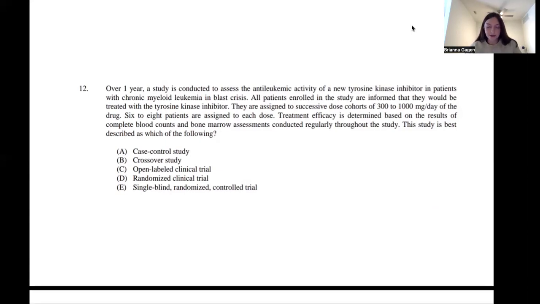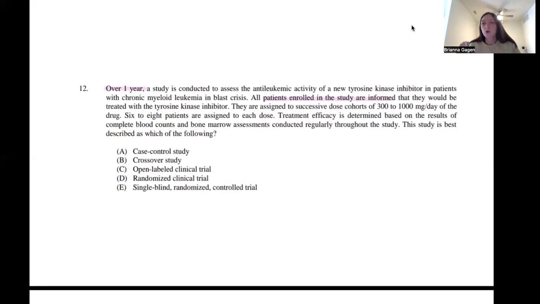So let's dive into this question stem. Over 1 year, so we know it's not just a point in time, a study is conducted to assess the anti-leukemic activity of a new tyrosine kinase inhibitor in patients with chronic myeloid leukemia in blast crisis. All patients enrolled in the study are informed that they would be treated with tyrosine kinase inhibitors. So the patients are informed. They know that they're getting this treatment. They are assigned to successive dose cohorts of 300 to 1,000 milligrams per day of the drug. 6 to 8 patients are assigned to each dose. Treatment efficacy is determined based on the results of complete blood counts and bone marrow assessments conducted regularly throughout the study.